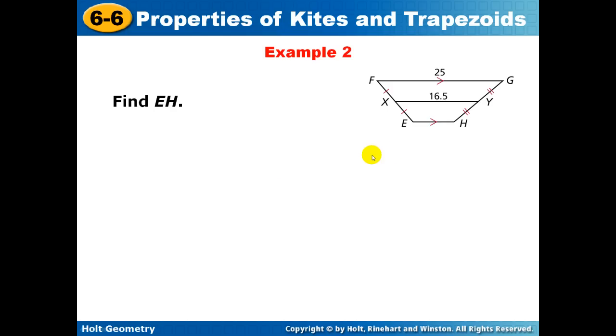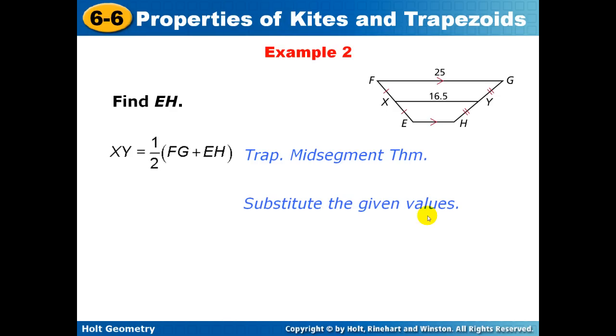So what we're going to do is use our trapezoid mid-segment theorem. We're going to take that theorem and write it out first. We know that XY has got to be the average of FG and EH, whatever EH happens to be. So I'm going to write that kind of fancy style. We say that XY equals half of FG plus EH. So you add those up and divide by 2. Okay. Now we're going to throw in the parts that I know, the 25, the 16.5. So sub in those values, so I get 16.5 is half of 25 plus something. You can put an X in there if you'd rather put an X in there.